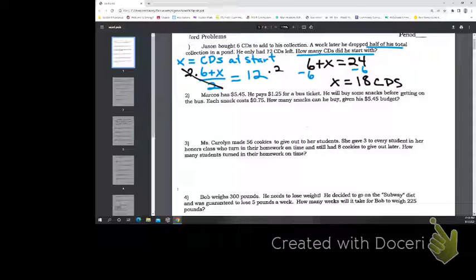Not $18, not 18 rocks, not 18 days, 18 CDs. How many CDs did he start with? 18 CDs. I have had math teacher friends, and my daughter has had teachers, and you may have had a teacher who asked you to write a whole sentence. Jason started with 18 CDs. I'm not going to ask you to go there, just 18 CDs. But I do ask that you include that label.